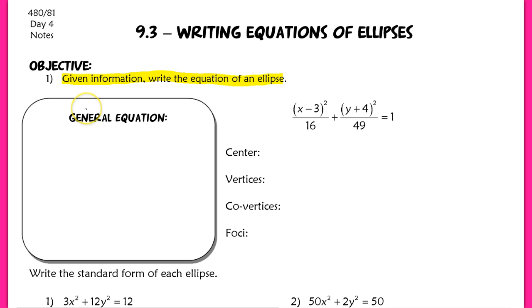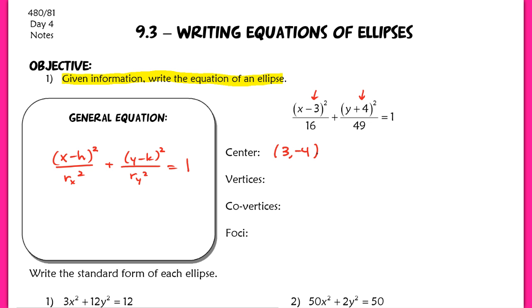The general equation for an ellipse is going to be of the form x minus h squared over the radius in the x direction squared plus y minus k squared over the radius in the y direction squared, and that will always equal 1. Now, in this particular problem here, the center is really easy to identify because we just take the opposites of what's in there. So we have 3 and -4.